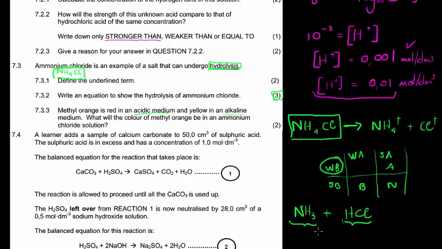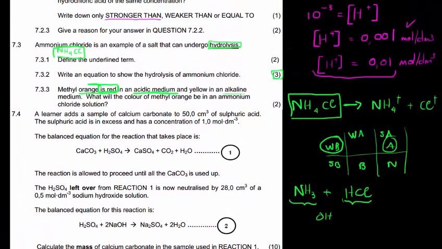Strong bases always have an OH at the end. A weak base and a strong acid, so it would be acidic, which means what color will it be? Red, sorry, methyl orange is red. Okay, make sense? Yes, it does. Thank you.